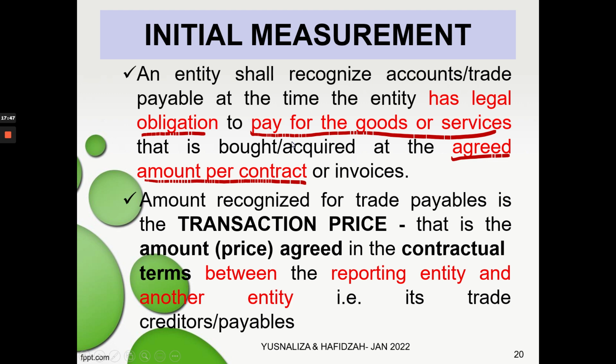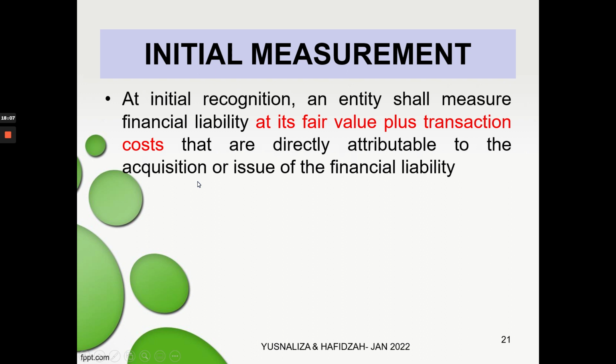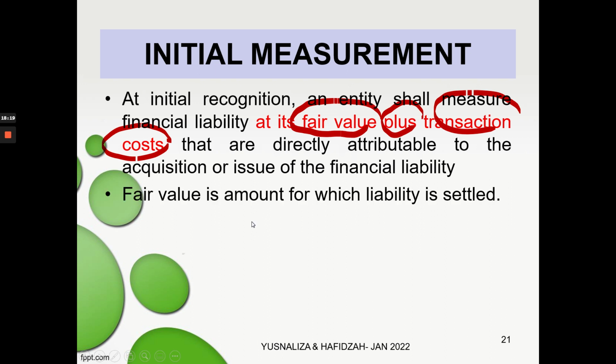The amount recognized should be at the transaction price, which is the price that you agreed upon in the invoice or according to whatever contract was signed between the reporting entity and the supplier, which is the other entity that you call trade payable. In terms of initial measurement, the entity shall measure at the fair value, plus the transaction costs that are directly attributable to the acquisition or issue of that financial liability.